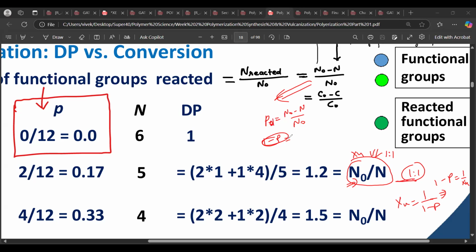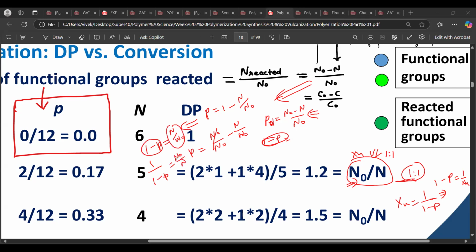Arre yaar, how will we do 1 minus P? Arre, you have to split this. So P equals to n naught minus n by n naught, which splits into n naught by n naught minus n by n naught. This becomes 1. So P equals to 1 minus n by n naught. That means 1 minus P becomes n by n naught. So 1 by 1 minus P becomes reciprocal of this, n naught by n. And 1 by 1 minus P is nothing but xn from the 1:1 ratio, right?